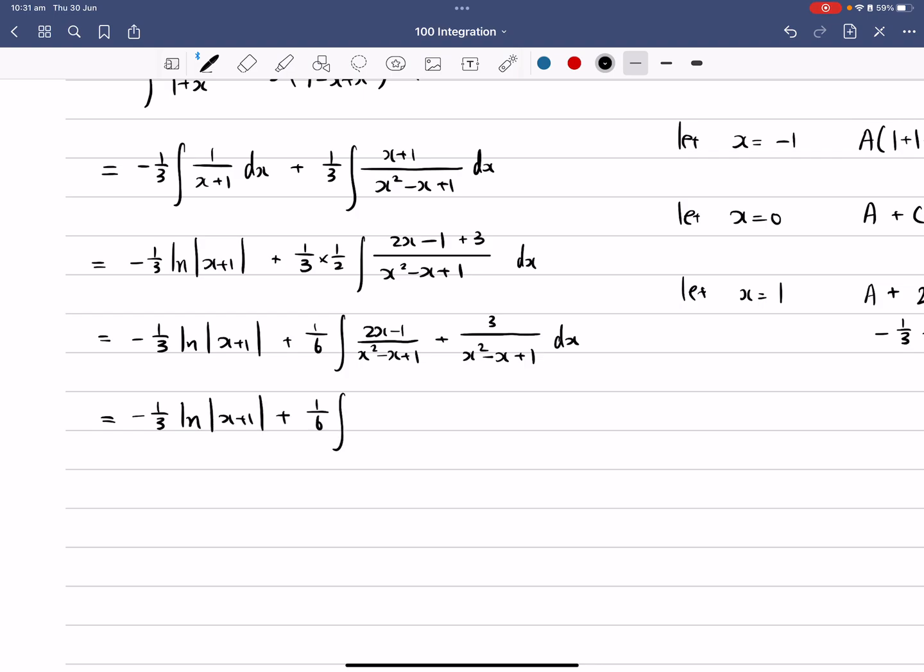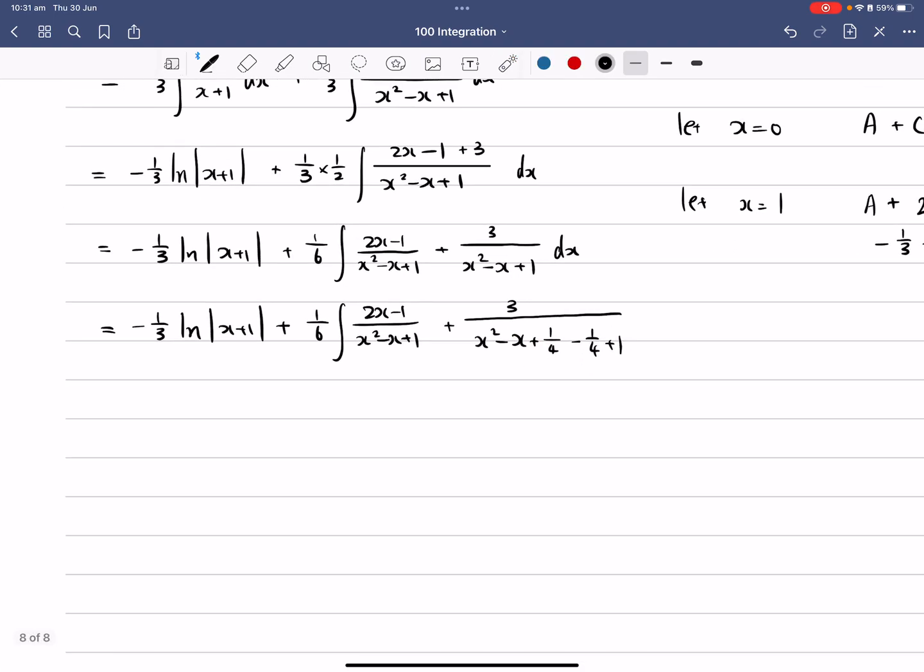1/6. I think I can just break this one up into two parts again, but I guess it's a bit easier if we just continue to do the question like this. All right, so we need to divide this number by 1, so by 2, which is half, and square it. So that gives you 1/4 minus 1/4 plus 1 dx. It's a pretty long process here.